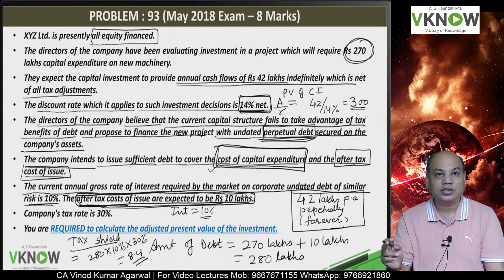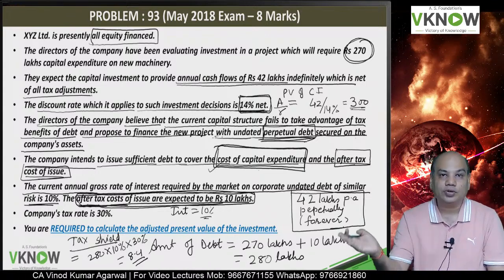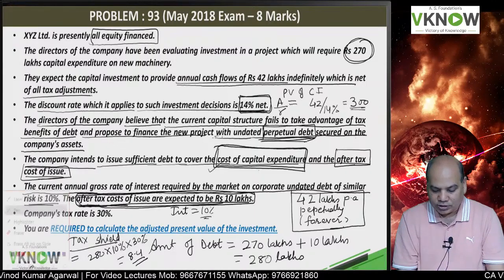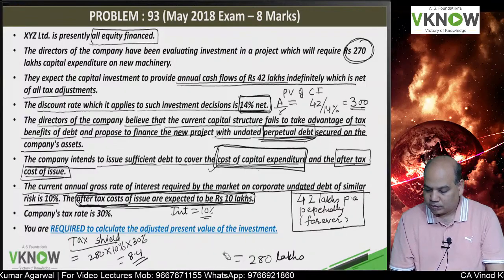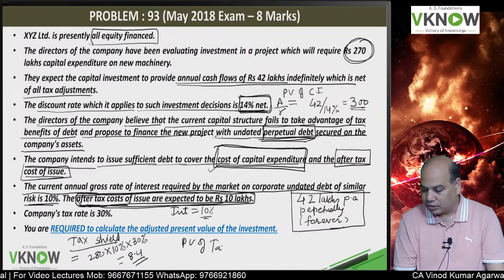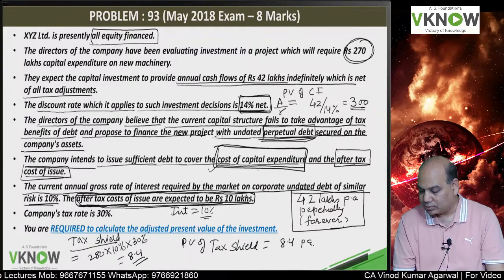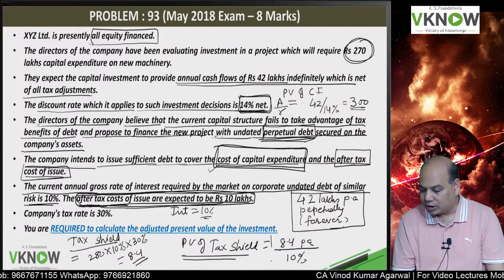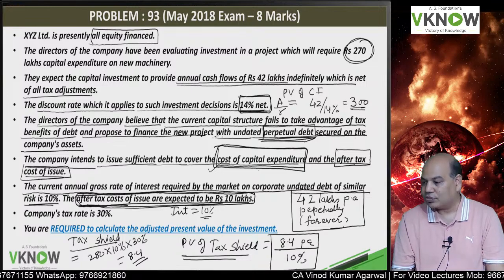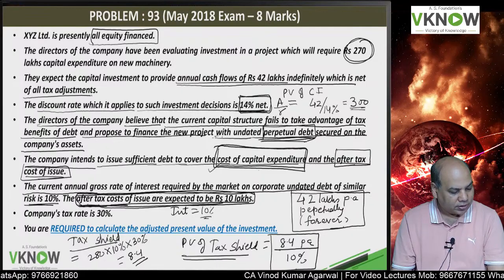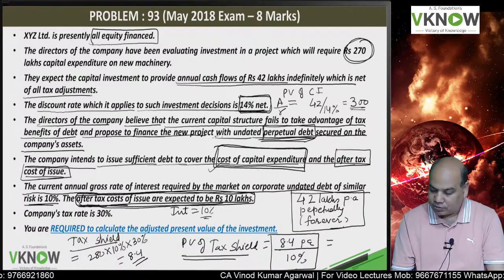8.4 lakh is your annual tax shield, and the tax shield will continue forever. So the present value of tax shield will be how much? If you are going to receive 8.40 per annum forever, the present value of tax shield will be calculated using cost of debt as a discount rate, and therefore this will be 84 lakhs.